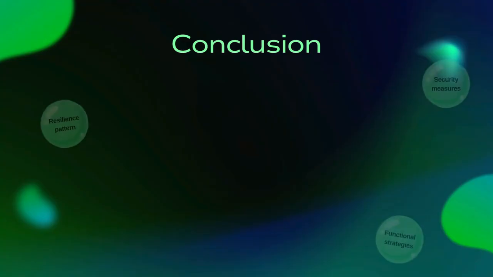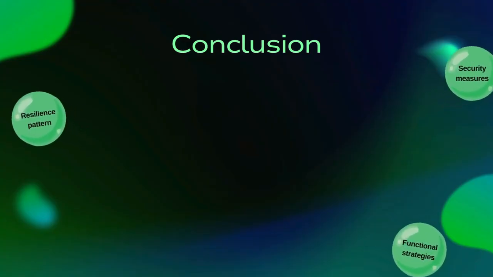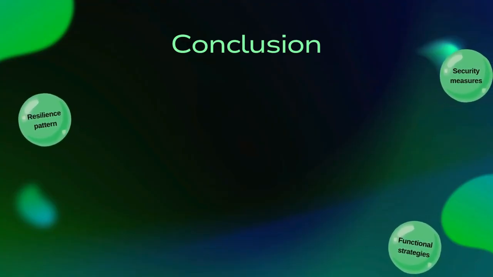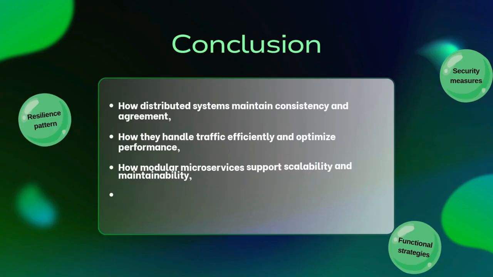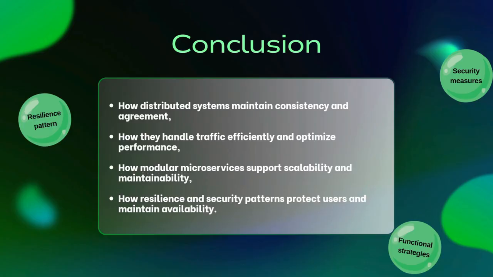Today, we have explored advanced resilience patterns, security measures, and strategies that ensure modern systems continue functioning reliably even under failures and high load. You now have a comprehensive understanding of how distributed systems maintain consistency, how they handle traffic efficiently, optimize performance, and how modular microservices support scalability and maintainability, how resilience and security patterns protect users and maintain availability.